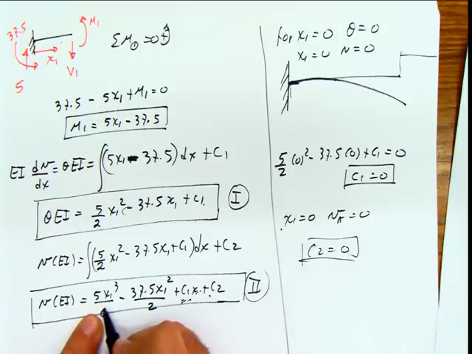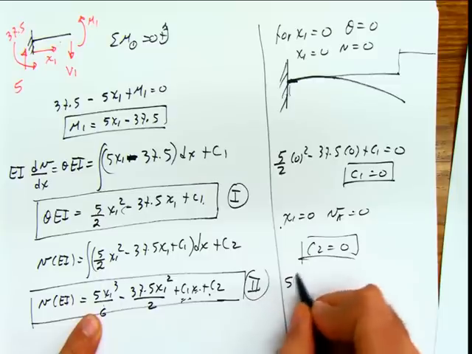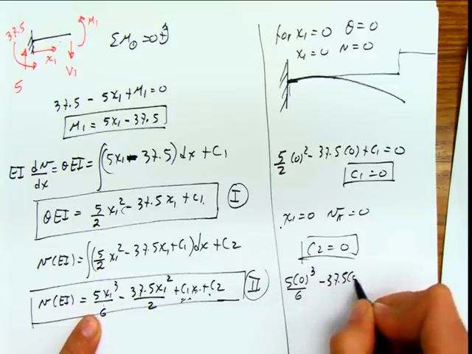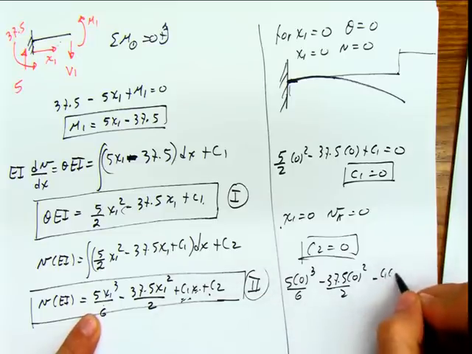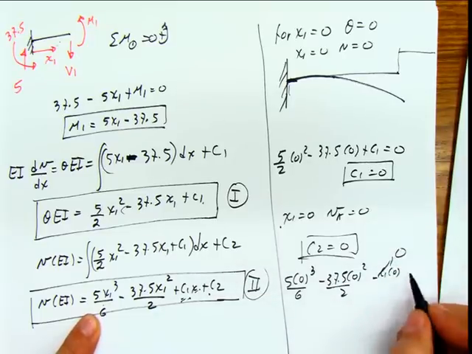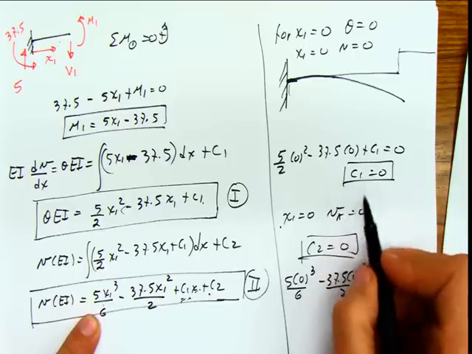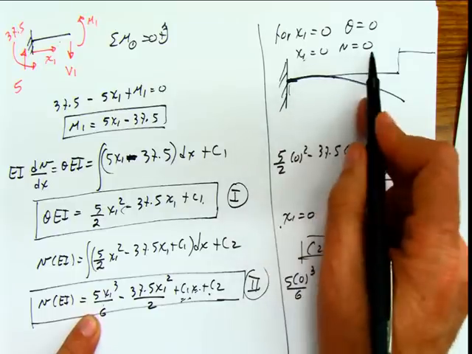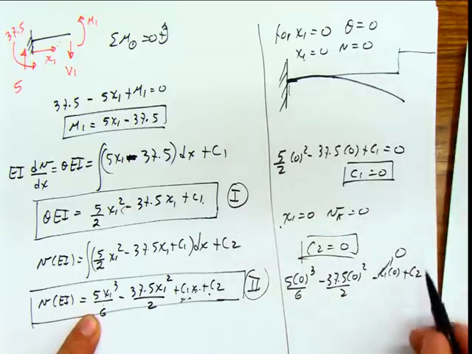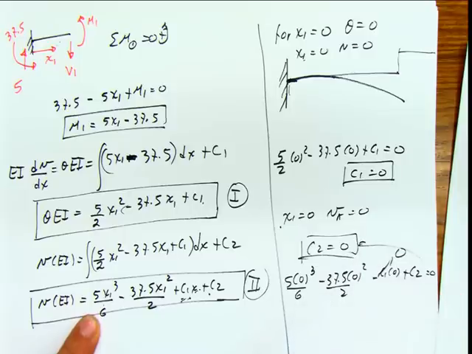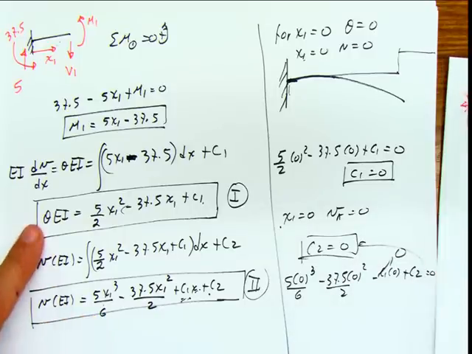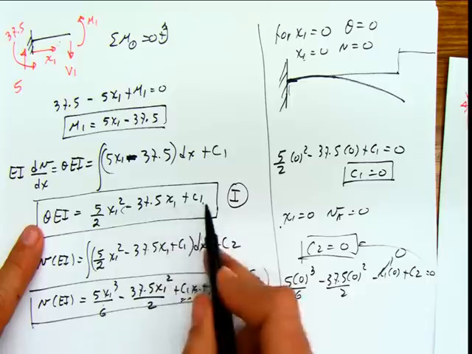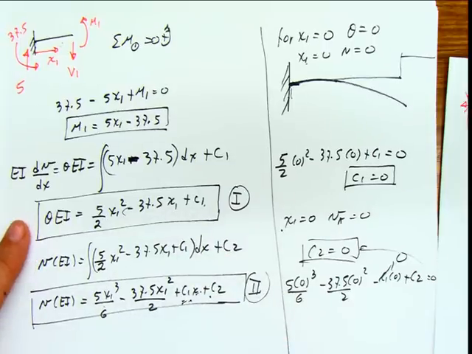Remember, this C2 equals 0 comes from saying 5 times 0 to the third divided by 6 minus 37.5 times 0 squared divided by 2 minus C1 times 0, this is 0 already, plus C2. And because my boundary conditions say that x1 equals 0, v equals 0, this is going to be 0, and that's why you get C2 equals 0. That's for the first two. So I have my first equation for slope and my first equation for deflection.